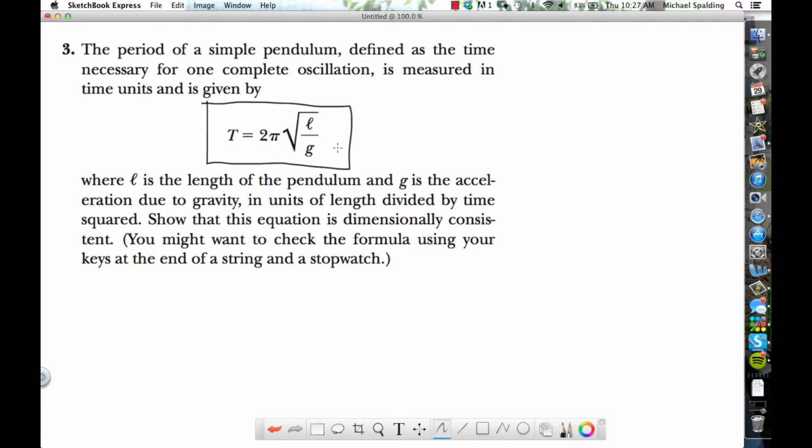So what's the unit for period? Well, minutes would work. Hours could work, but capital T is period, which is time. In physics, we always want to be in units of seconds. So capital T is going to be in seconds. L is the length of the pendulum. So what's that going to be in? In physics, what do we measure length in? Meters. Length will be in meters.